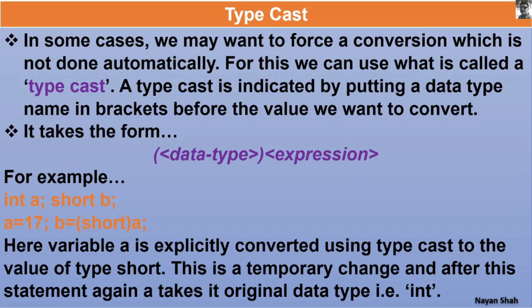So here variable a is explicitly converted using typecast to a value of type short. This is a temporary change, and after this statement a again takes its original data type, that is integer. So this is what we call typecasting, where we forcefully convert a data type which is not being done automatically.